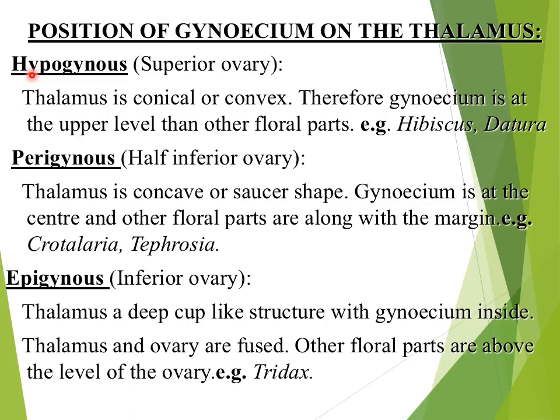Perigynous, half superior, half inferior ovary. The thalamus is concave or saucer shaped. The gynoecium is at the center and the other floral parts are along the margin. Examples: Crotalaria, Tephrosia. Epigynous, ovary inferior. The thalamus is a deep, cup-like structure with gynoecium inside, and the thalamus and the ovary are fused. The other floral parts are above the level of the ovary. Example: Tridax.